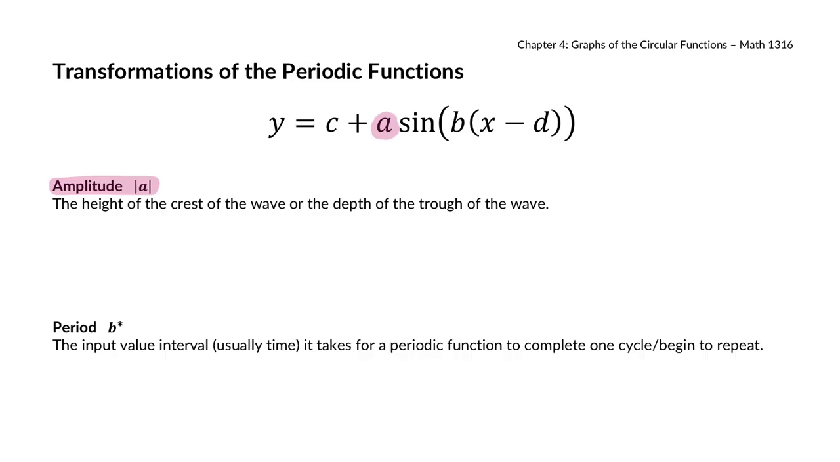If it's multiplied on the outside of the function, that makes it a vertical dilation of the function. And so what we've done is we've taken the top and the bottom of the graph and we've stretched it, a vertical stretch or a vertical shrink. The way that we figure out what the height of the crest or depth of the wave should be comes from the formula that the absolute value of A should be equal to the maximum value minus the minimum value divided by 2.